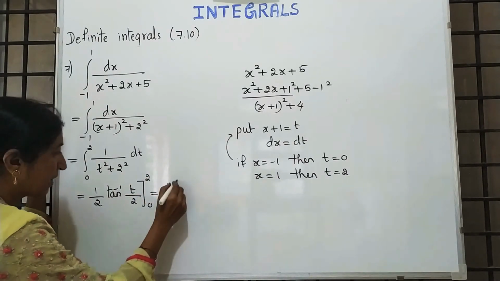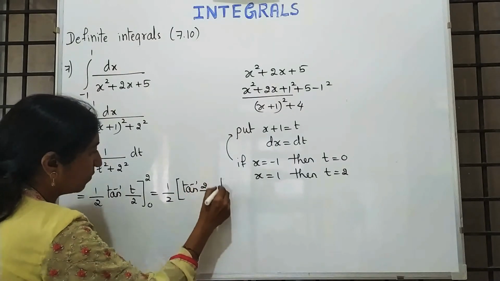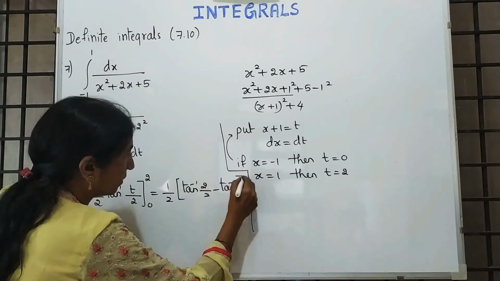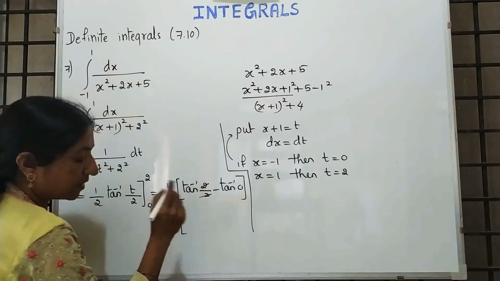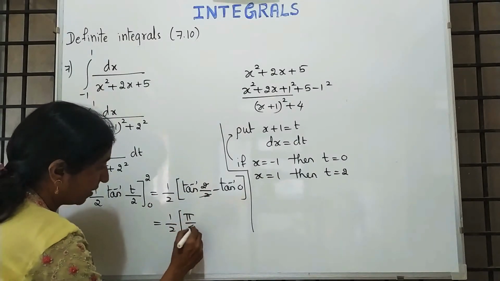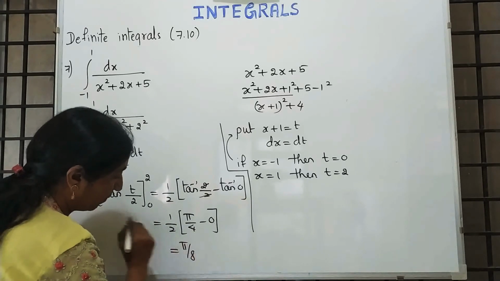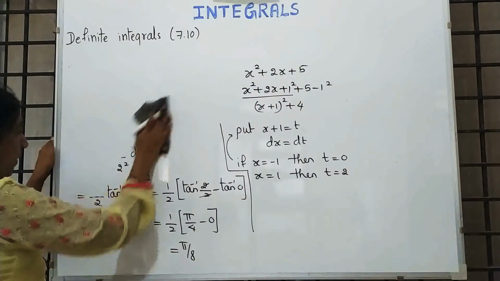1 by 2, as it is in the bracket, tan inverse 2 by 2 minus tan inverse 0. Don't mix this up. It is 1 by 2 tan inverse 2 by 2, which means tan inverse 1. Tan inverse 1 is pi by 4 and tan inverse 0 is 0. Finally we got pi by 8. Moving to the next question, that is the 8th one.